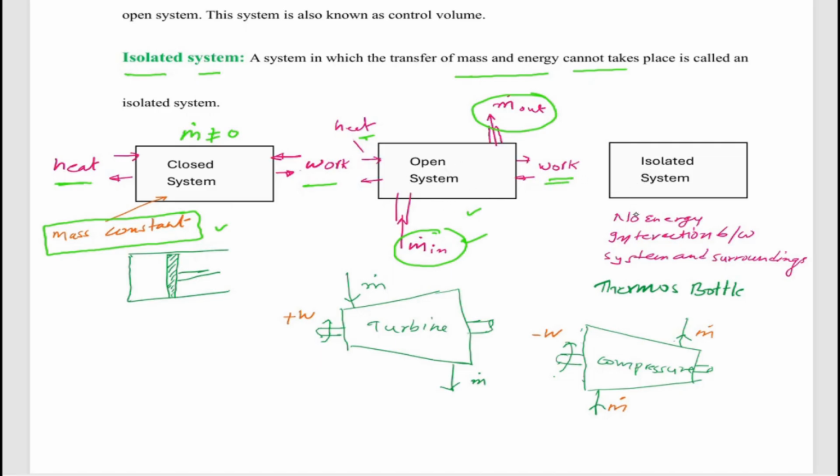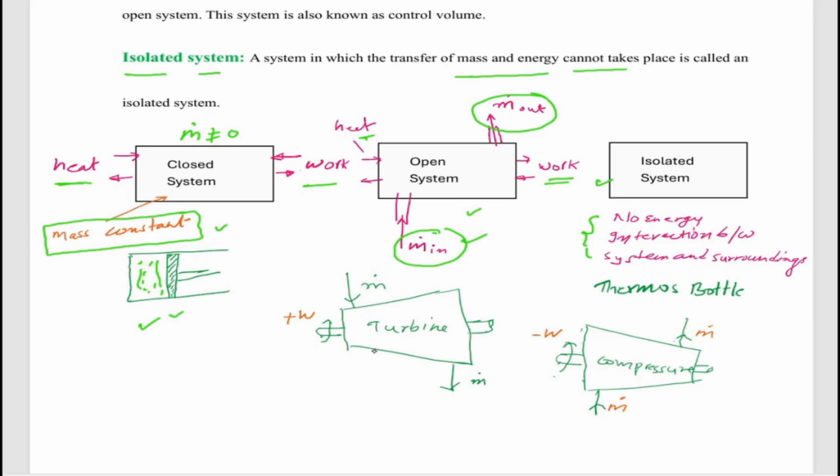And in an isolated system, there is no energy or mass interaction between system and surrounding. Such a system is called an isolated system, right? So the example of a closed system is the piston cylinder, and inside it there are definitely some gases within this system, right?